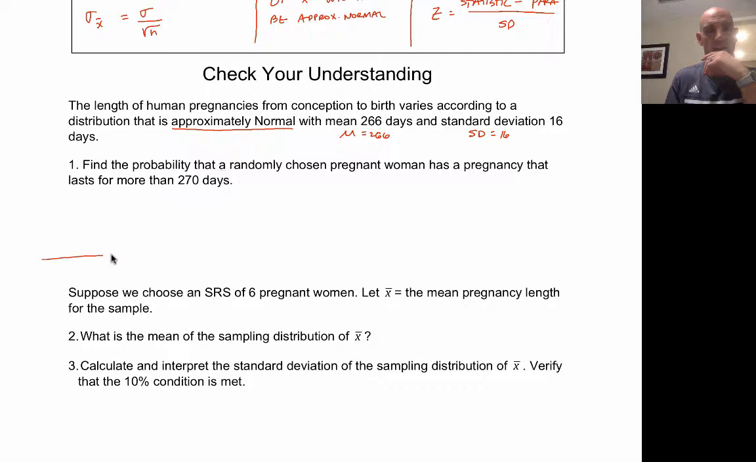So let's think about that for a second. I'm going to draw myself a picture here. 266 goes in the middle here. And what we're calculating is the probability that it would go more than 270 days.